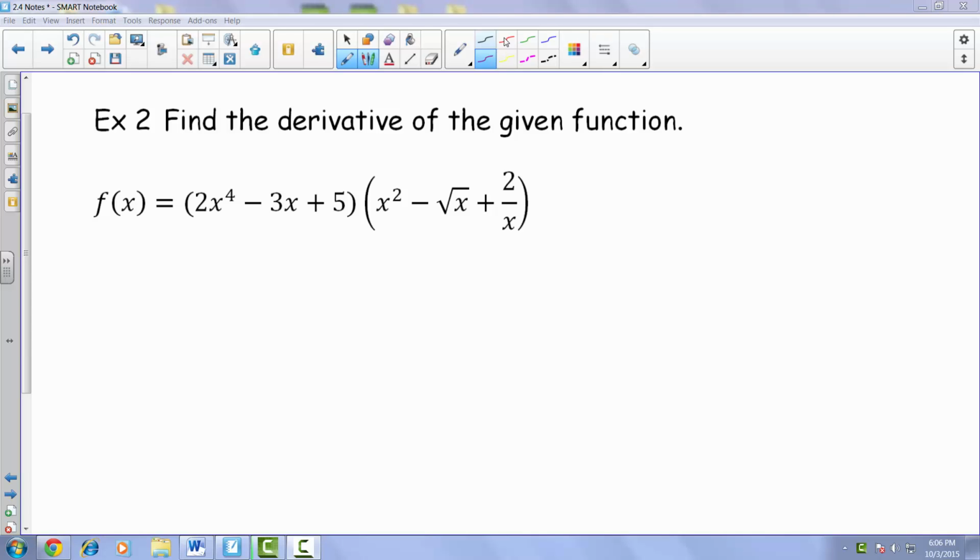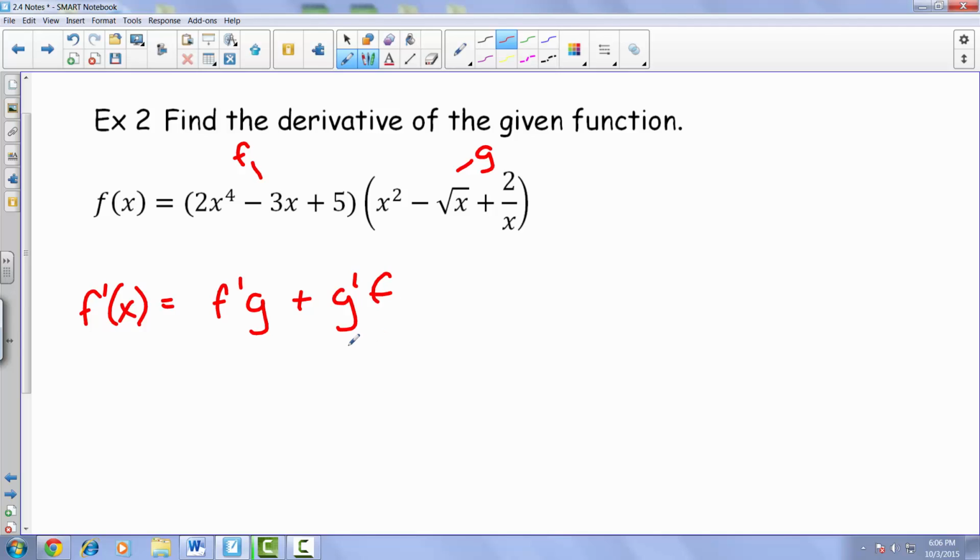Here we're looking at example 2 from our 2.4 set of notes. We're asked to find the derivative of the given function. Again, you can imagine that this entire first piece is like one big f function, and our entire second piece is our g function. Just using the product rule, we know that the derivative, f prime of x, would come out to be f prime g plus g prime f. So again, that's the product rule happening.